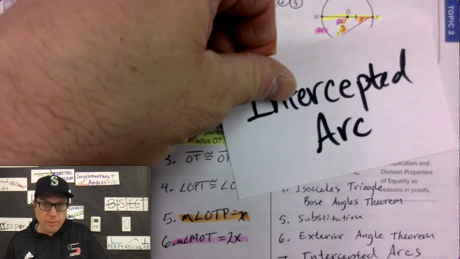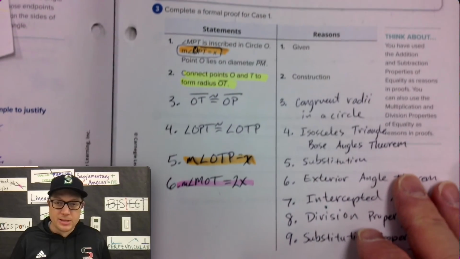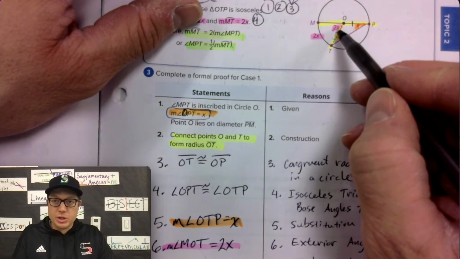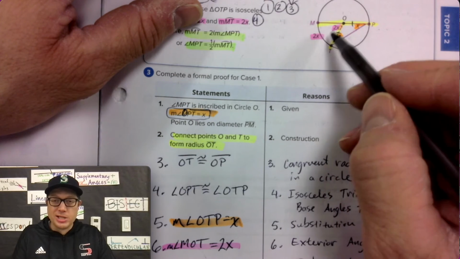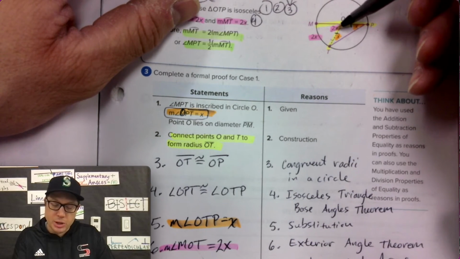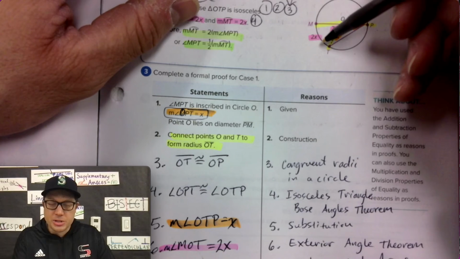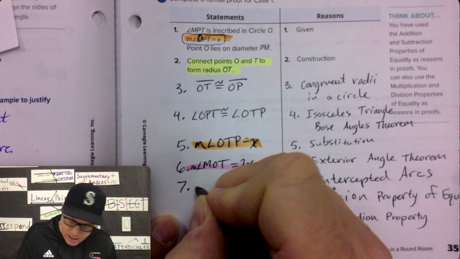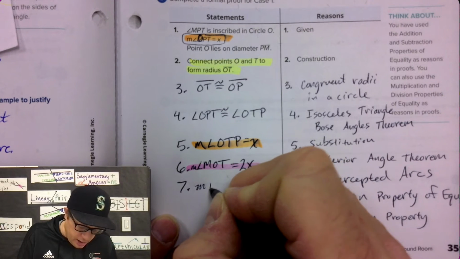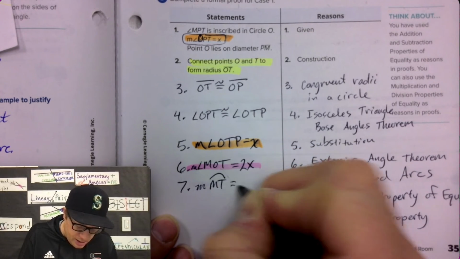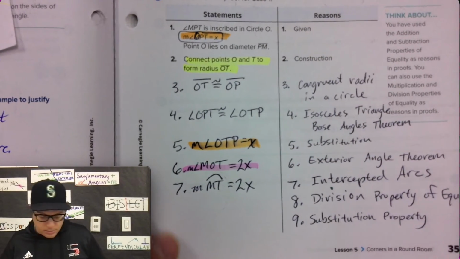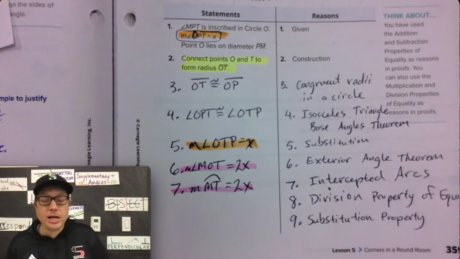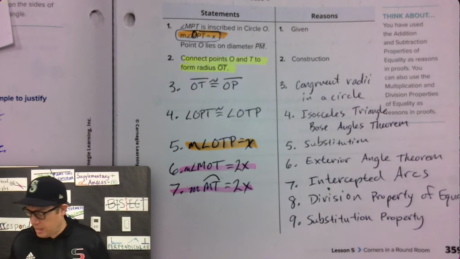Okay, now we bring in intercepted arc as statement 7. As shown in the diagram, this 2x and this 2x are the same because the central angle has a measurement that is equal to the intercepted arc's measurement. So 7 is going to tell us that the measure of arc MT is also 2x. That's another pink, because I highlighted that way on my diagram.